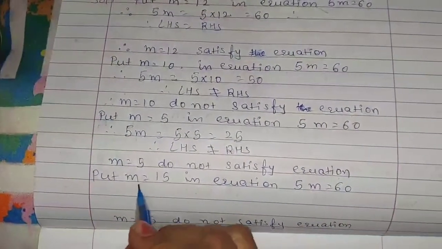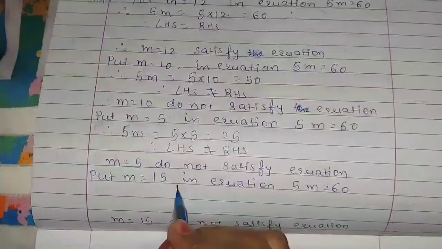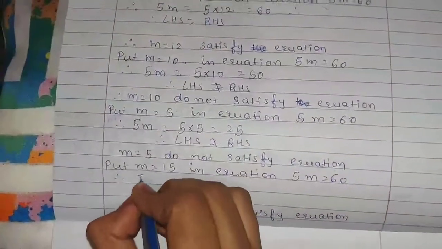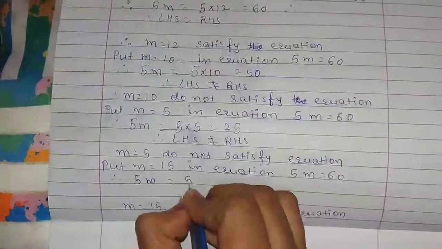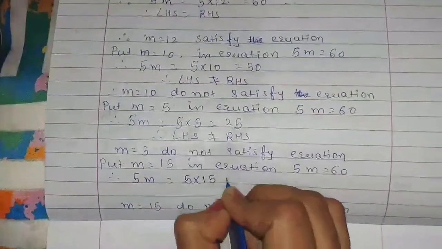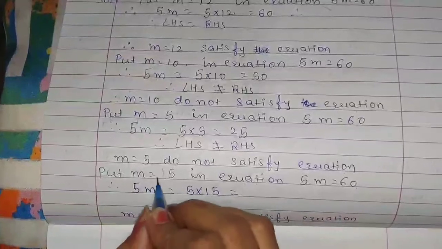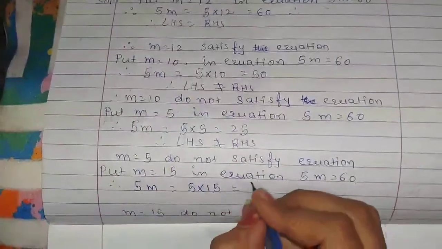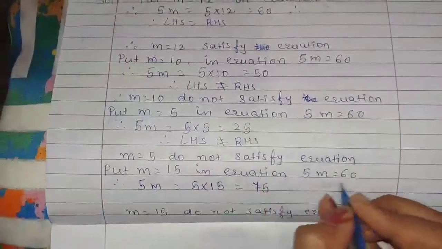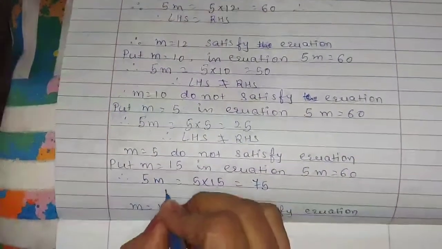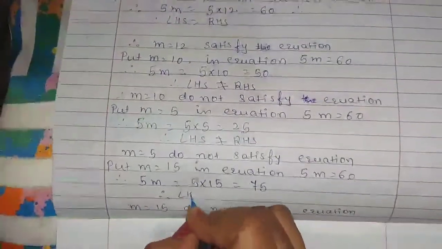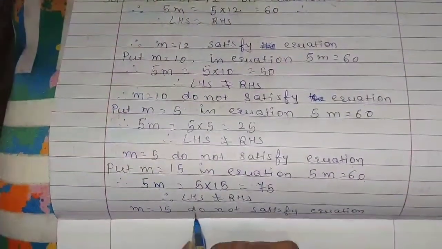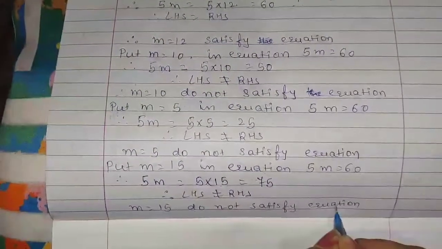Now, the next number is 15. Put m equals to 15 in equation 5m equals to 60. Therefore, 5m equals to 5 multiplied by 15. We have written 15 because m equals to 15. We have to put it in 5m. So, 15 times 5 is 75. But what is our RHS in the equation? 60. Therefore, here also we get LHS not equals to RHS. Therefore, m equals to 15 does not satisfy the equation.